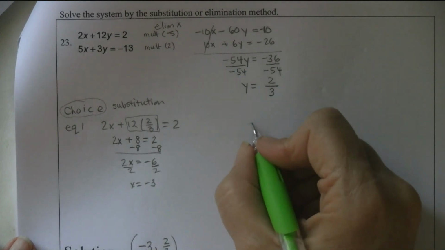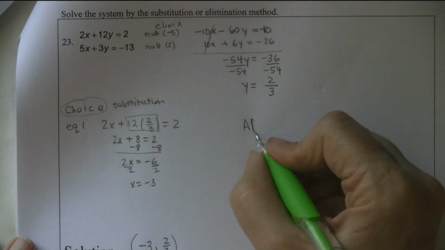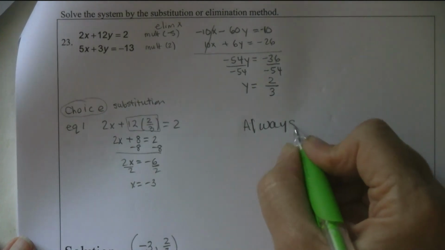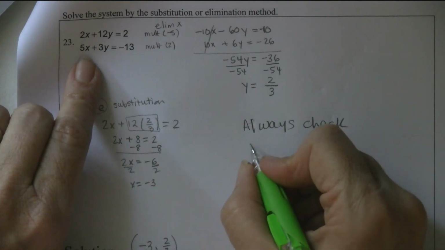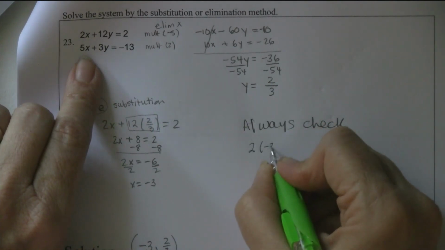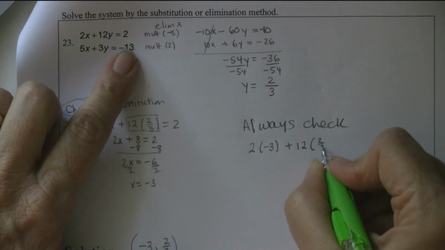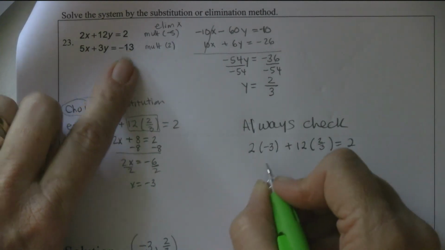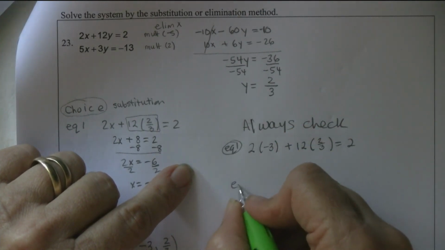Now, you should always check. Oh my gosh, don't always break your pencil lead though. And always check at the end of your test. Don't take any time during your test checking while you're taking the test, but at the end of the test, you should check in the original. And you should check both equation 1 and equation 2.